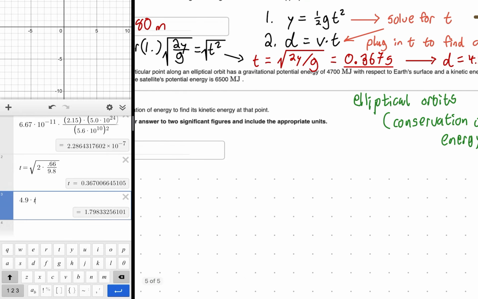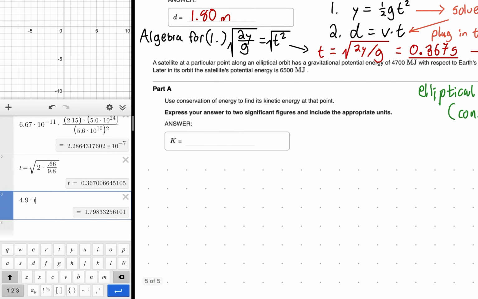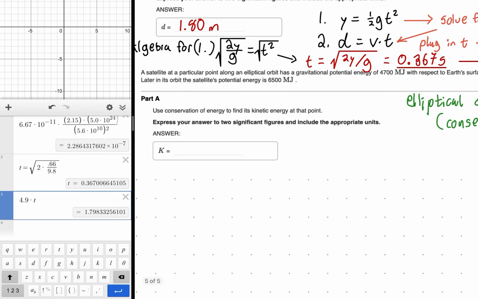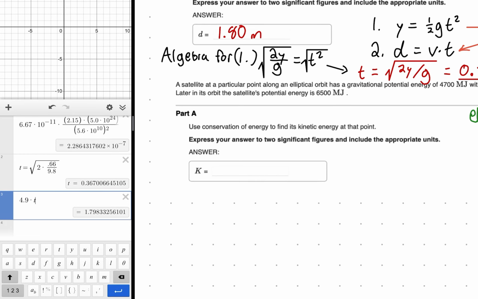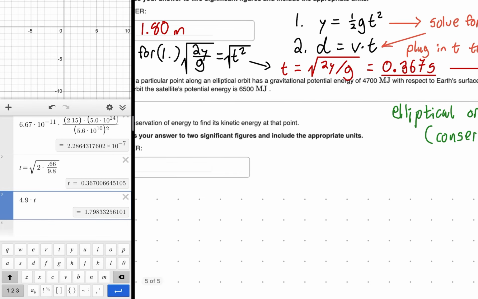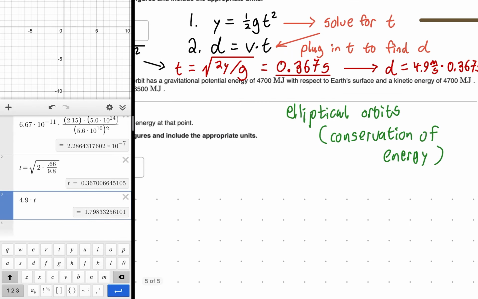So our last problem, this elliptical orbit conservation of energy problem, is, I think, the easiest. So let's take a quick look at it. So we're asked, rather simple statement, use conservation of energy to find kinetic energy. Although the statement of the problem is a little bit longer, it's up here. All right, so what does it tell us? It says, a satellite at a particular point along an elliptical orbit has a gravitational potential energy of 4,700 megajoules.